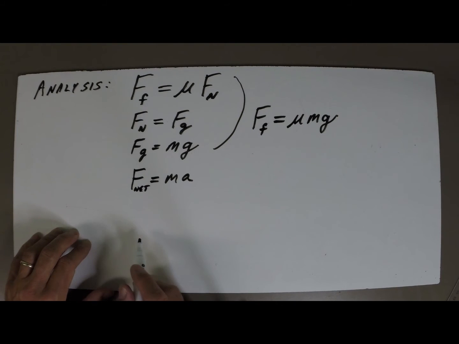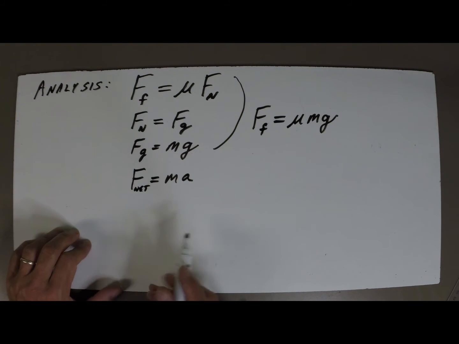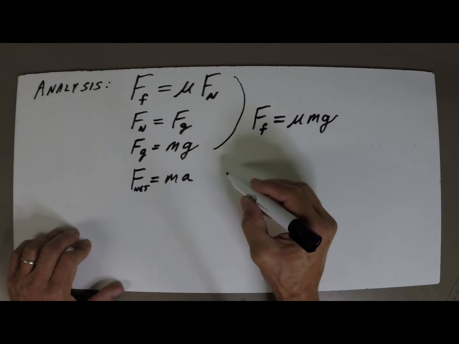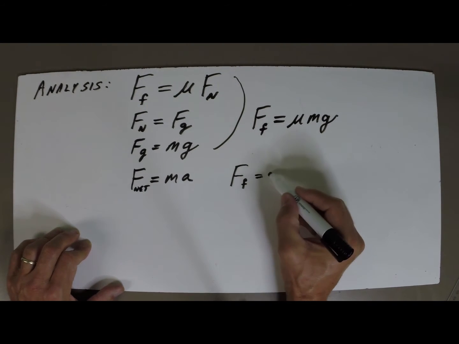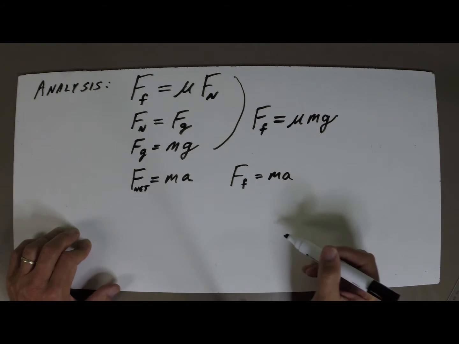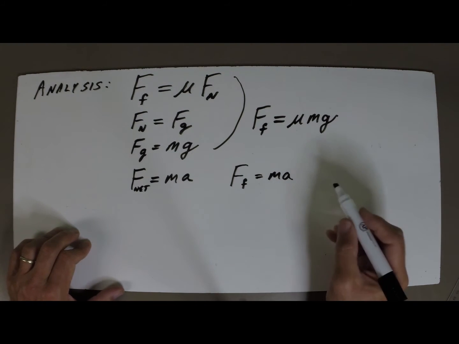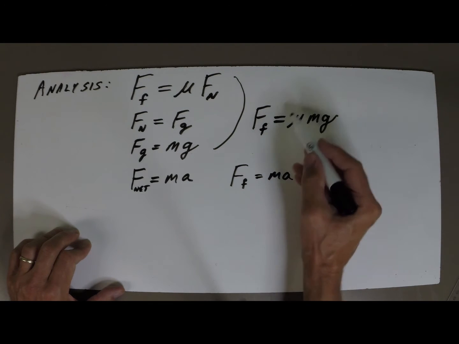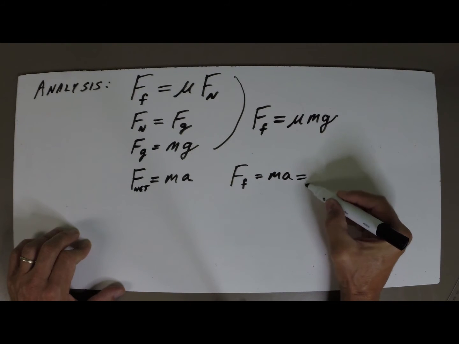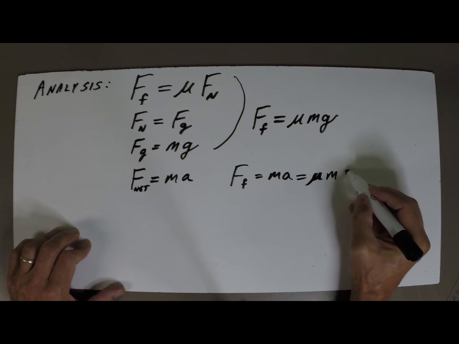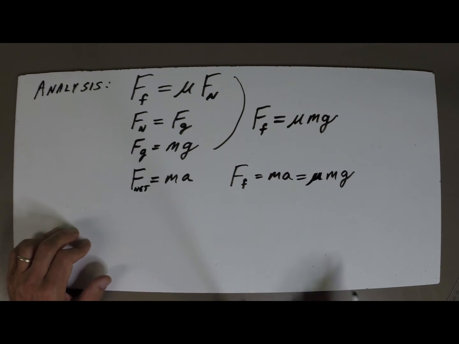But again, because the object is sliding along the horizontal surface, the normal and gravitational forces cancel each other. The net force will be the frictional force. So we can say that the force of friction is equal to ma. And that also allows us to substitute this formula in place of the force of friction. So that's going to be equal to mu mg. And at this point we can already see a little simplification.